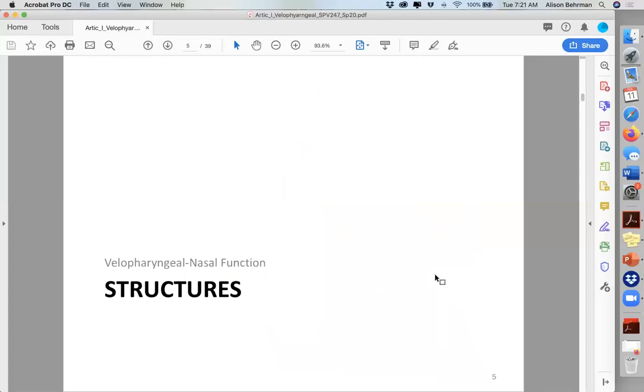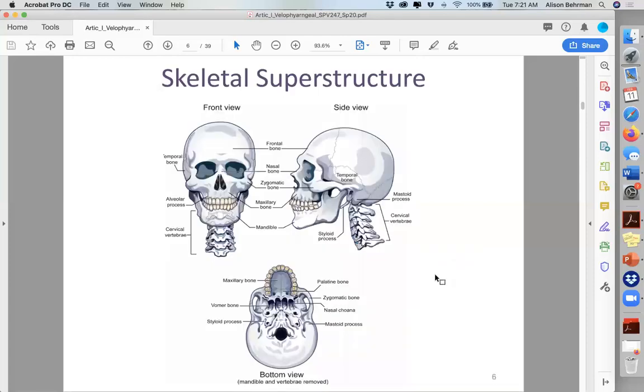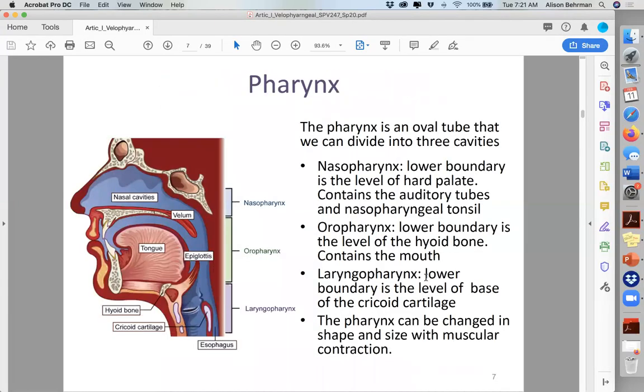Let's examine the structures. Okay, in video lecture part 2 on oral structures, we'll go over the cranial skeleton in detail. For now, I just want to give you this overview of the structures. Slide 7 describes the locations of the subdivisions of the pharynx: nasopharynx, oropharynx, laryngopharynx. I've mentioned these divisions in earlier lectures.